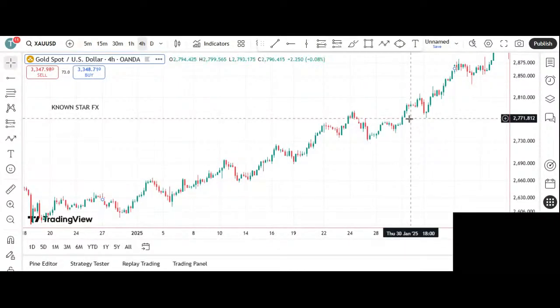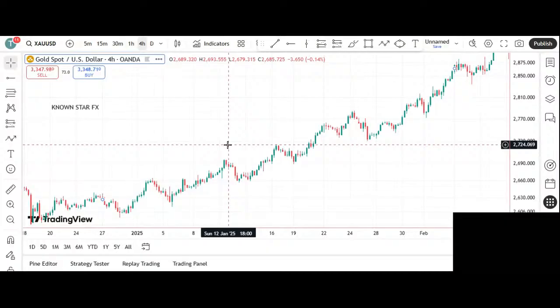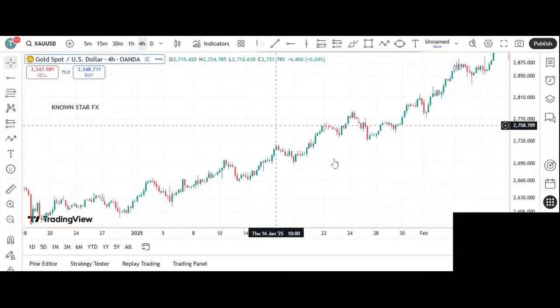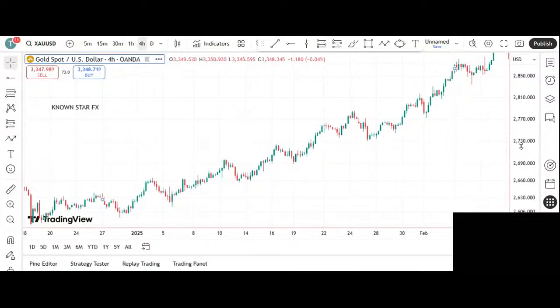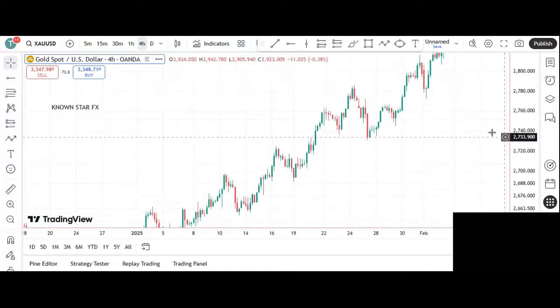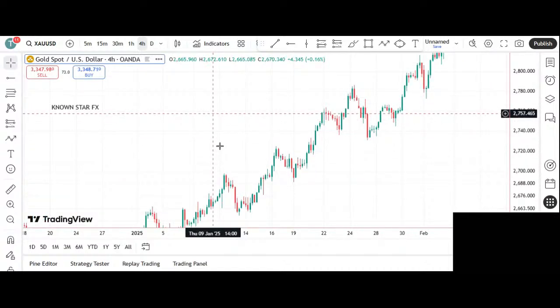Now, how do we identify this is a live chart now? And this is a real deal. This is where the money is made. So how do you identify your support and your resistance level in this chart?